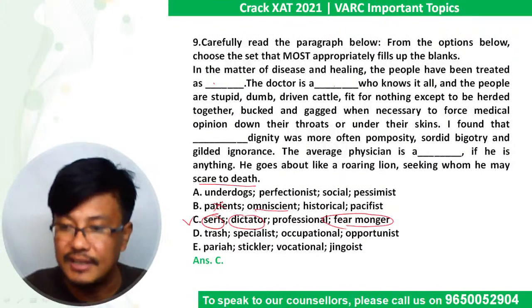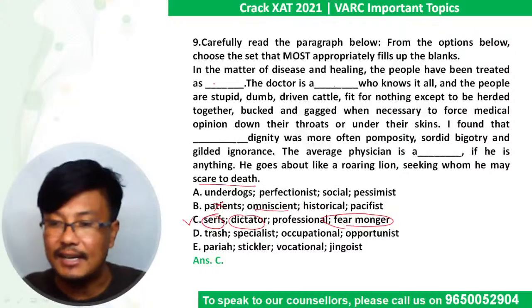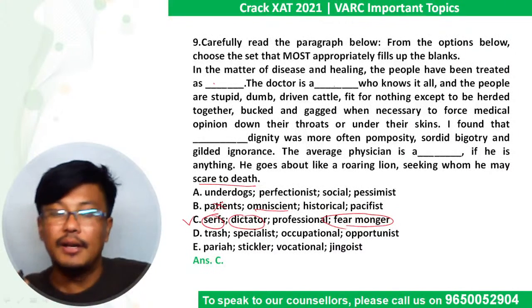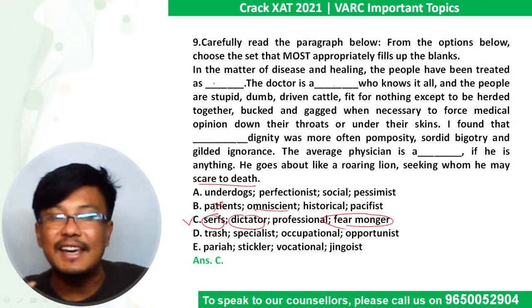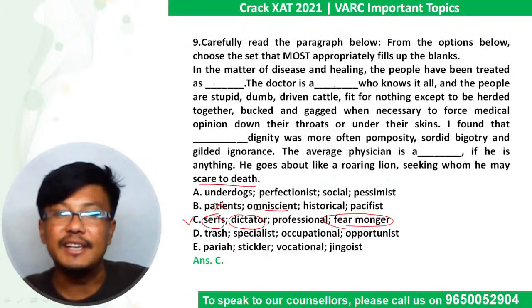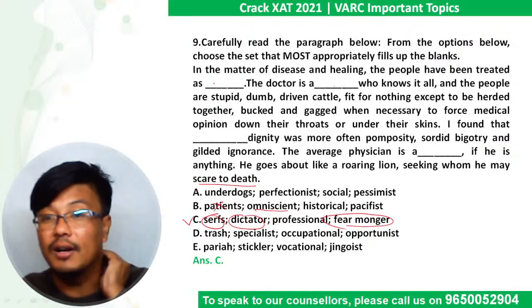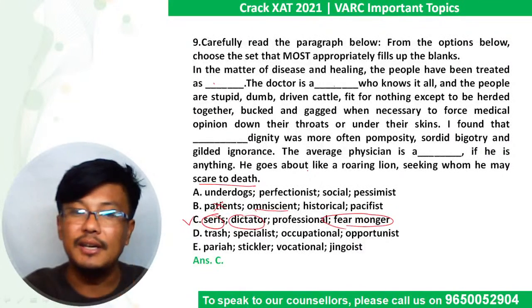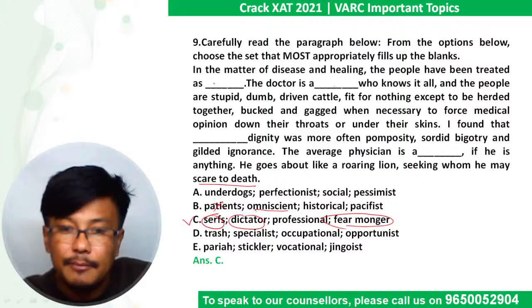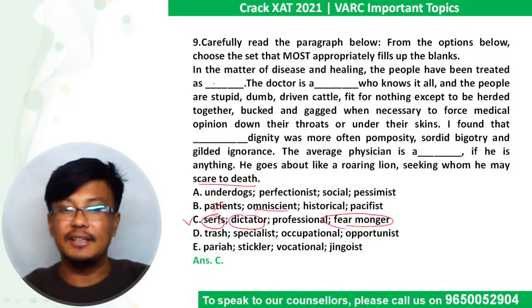Okay, so that is what is the case, right? Shivam, omniscient means omni means all and scient is know, right? So omniscient means somebody who knows everything. And Bhanu Prakash, you're correct. Fearmonger will help you get the answer. It will be made better by the combination of serf and dictator also.